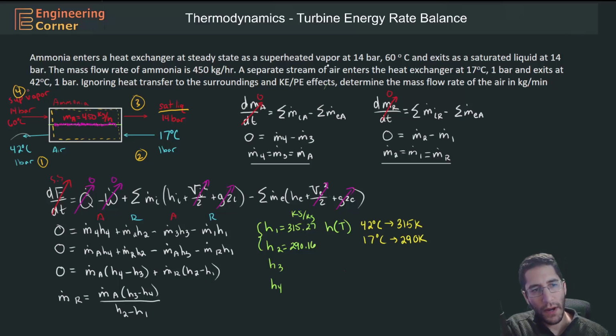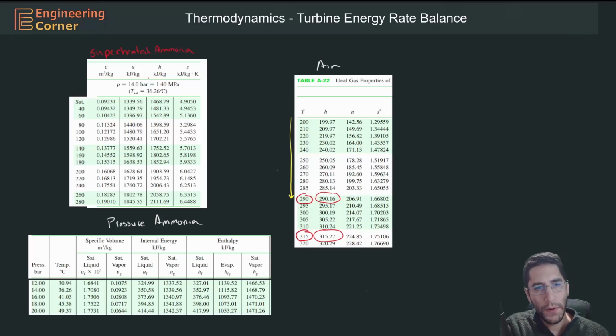Now for ammonia, we need to use different charts. Let's do our inlet H4 first. Our inlet starts as a superheated vapor, so we go to our superheated table. We need to know our pressure and temperature: 14 bar, 60 degrees C. We go to superheated ammonia, 14 bar, 60 degrees C, and look at our enthalpy: 1,542.89.